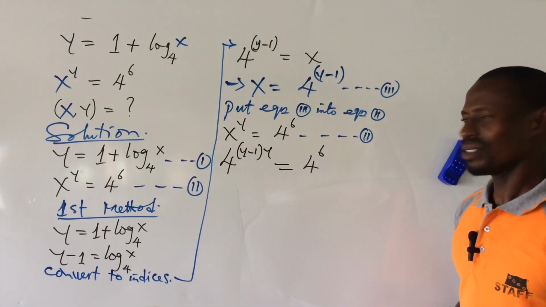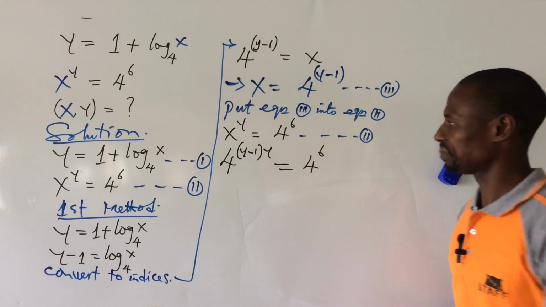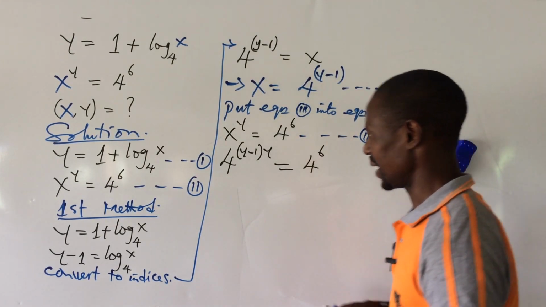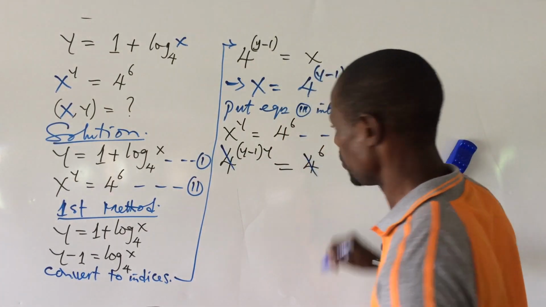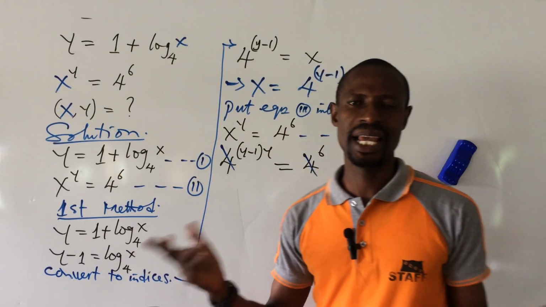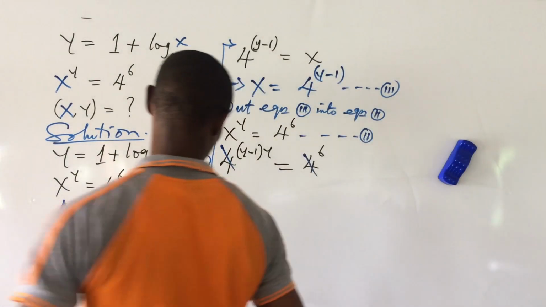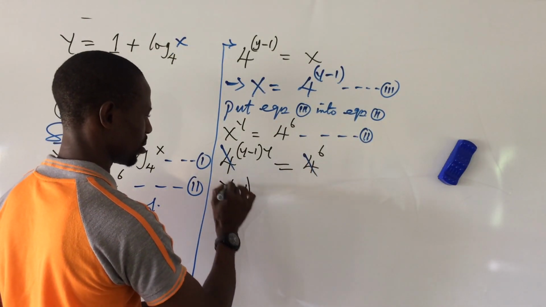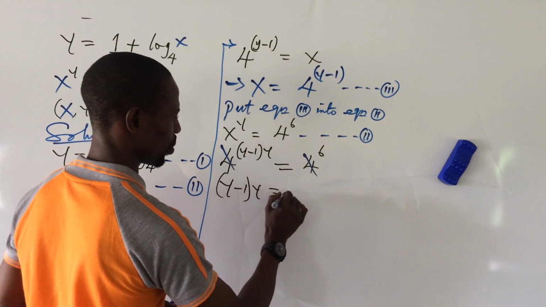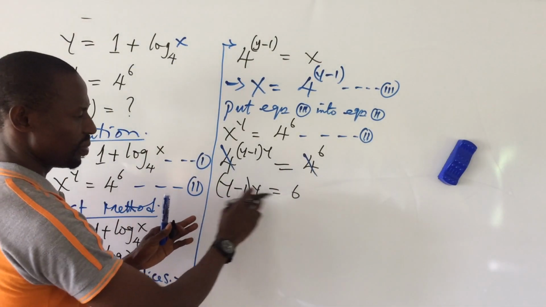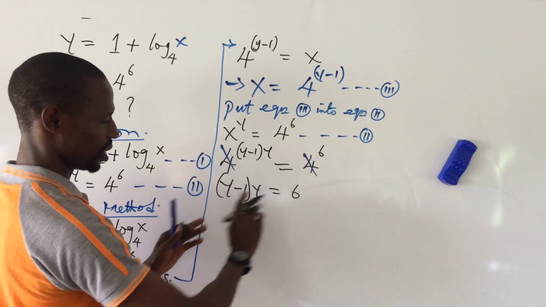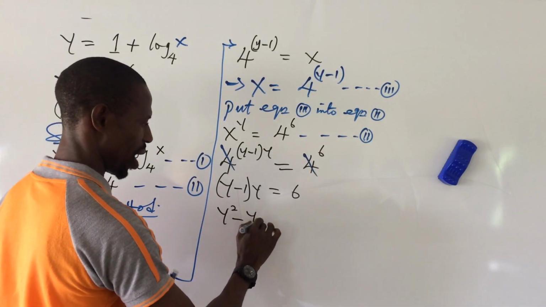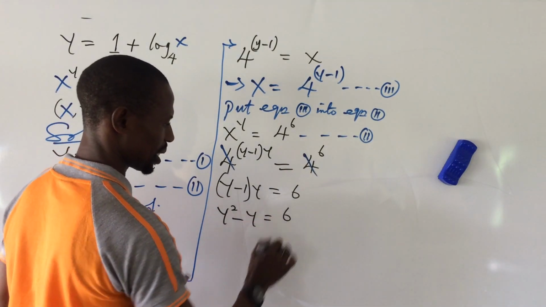Something special has played out here now. The base numbers are the same. Since the base numbers are the same, we can equate the exponents. The exponent gives us (y minus 1) times y equal to 6. Open up this bracket: if we use y to open this bracket, it gives us y squared minus y equal to 6.